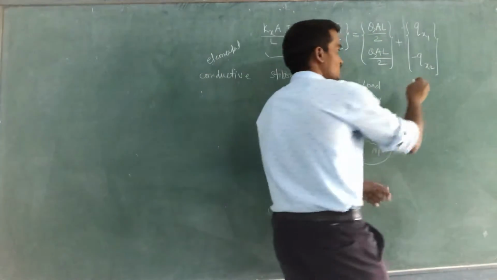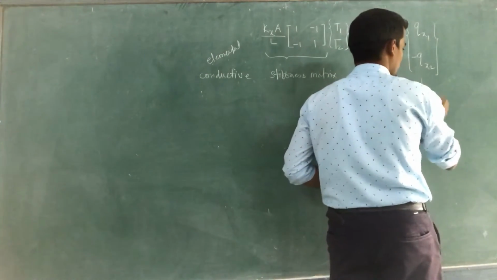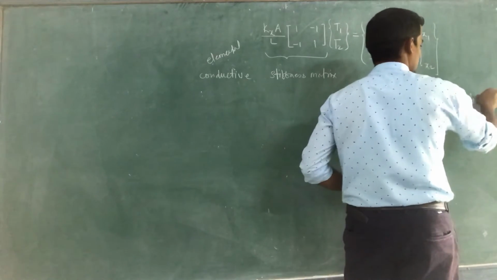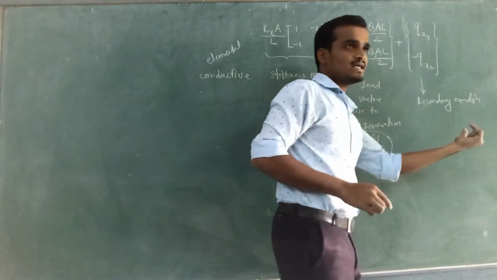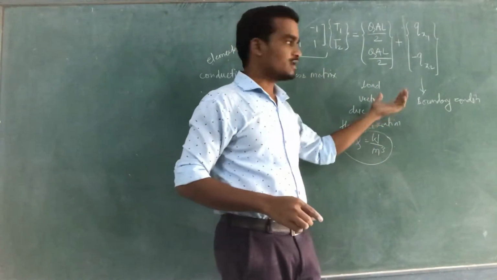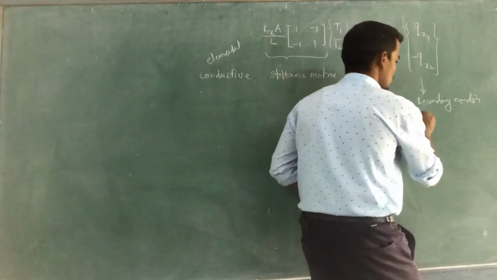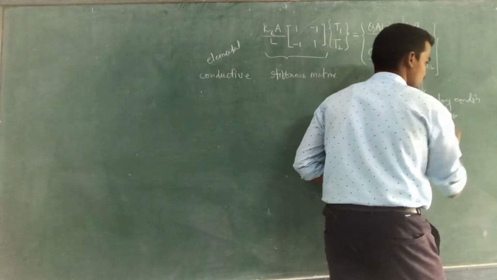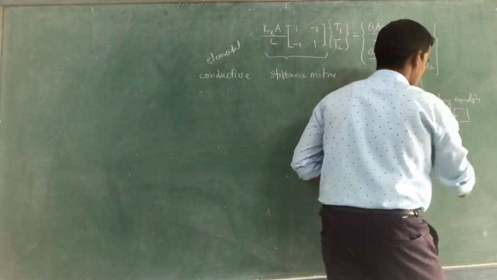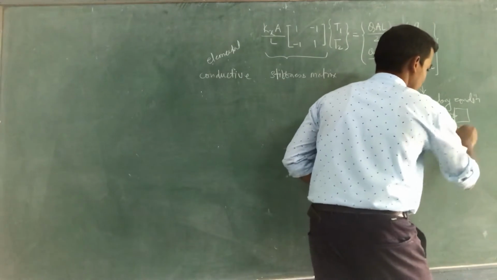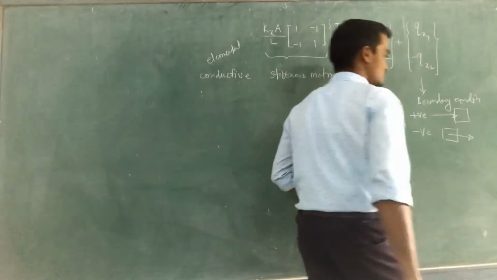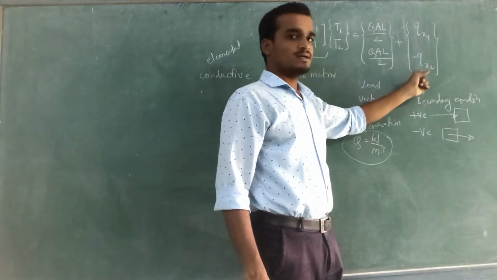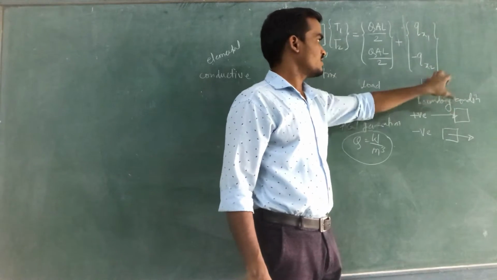Then next, these are your boundary conditions. That is heat flux going inside the surface or heat flux going outside the surface. It is taken positive when it is going inside the surface, and it is taken negative when it is leaving the surface. So depending on that, the signs will be there for this boundary condition vector.